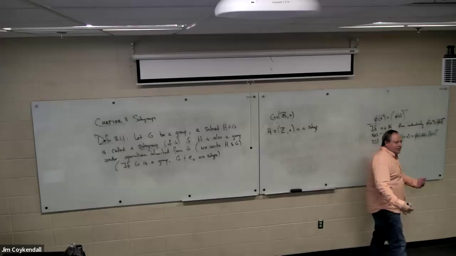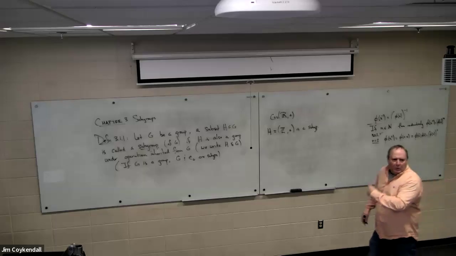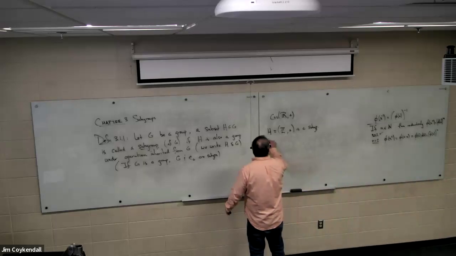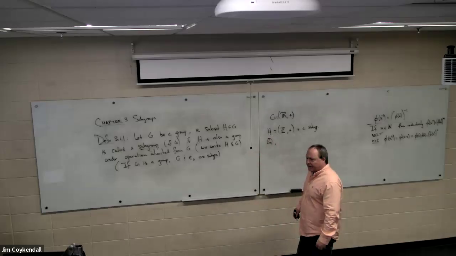Notice that the integers are contained inside the real numbers, and they're also a group in their own right. This thing has just a boatload of subgroups. The rational numbers is one.